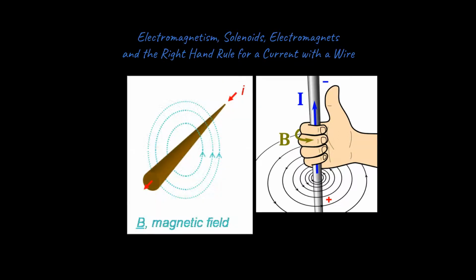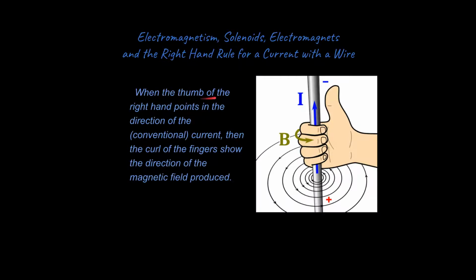Let's take a look at another way of thinking about this from a slightly different angle. If the current was coming out in three dimensions in this plane right here, same kind of thing. Imagine your thumb pointing in the direction of this conventional current, and the curl of the fingers of your right hand will show the direction of the magnetic field that's created because of that moving charge, the charge that's moving on the surface of the conductor, which is what we call current. I wrote it out right here: when the thumb of the right hand points in the direction of the conventional current, then the curl of the fingers shows the direction of the magnetic field produced.